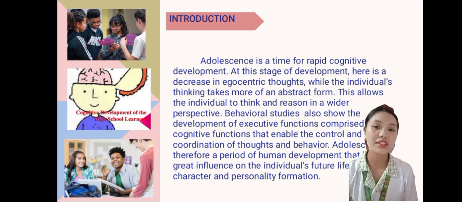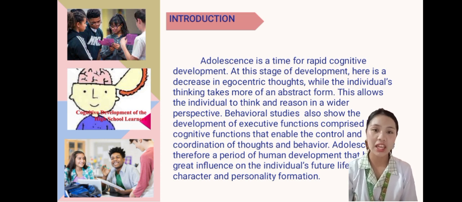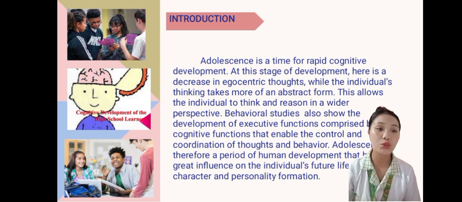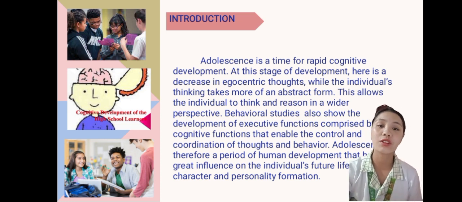So that introduction says adolescence is like a magic door that leads to a whole new way of thinking in understanding the world around us. It's a time when our brains go into overdrive, growing and changing faster than ever. Imagine your thoughts evolving from being all about yourself to considering bigger ideas and seeing things from different angles. This special time also brings newfound abilities to control and organize our thoughts and actions. What's amazing is that all these changes during adolescence have a superpower. They shape who we become as individuals, influencing our personalities and how we navigate our lives ahead.